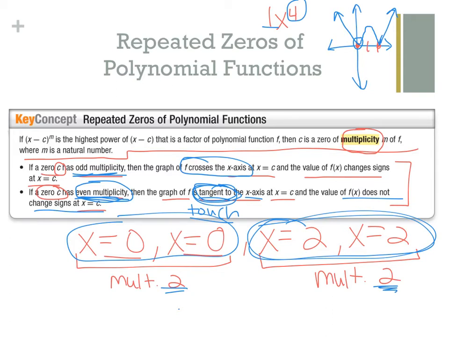So we're going to look at some more examples of this. I just wanted to use that previous example to get us started in the definition of multiplicity and what it looks like if the graph has an odd multiplicity versus an even multiplicity.